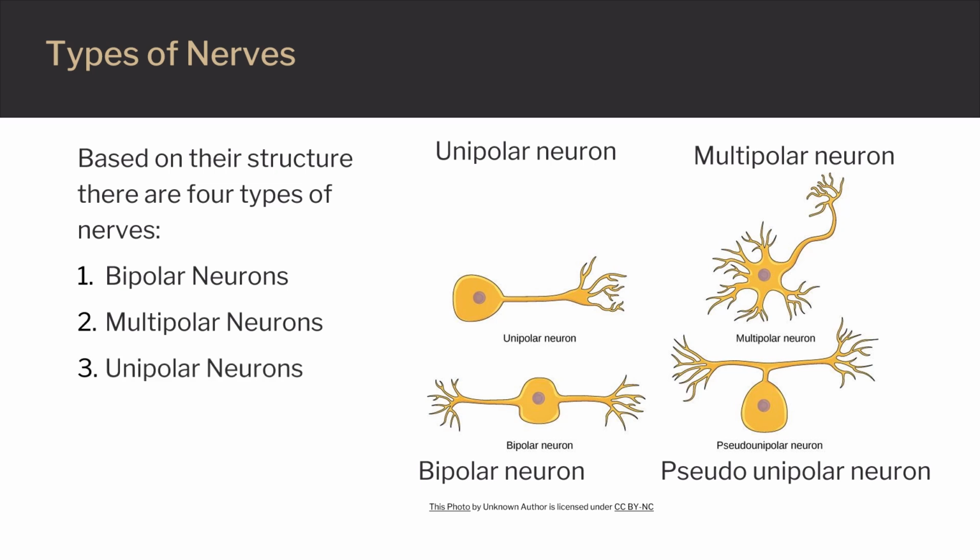3. Unipolar neurons. Here, the cell body is at one end of a single unbranched axon, and there are no dendrites. These can be found in the cochlear nucleus of the brain. 4. Pseudo-unipolar neurons. They have 1 axon, which is divided into 2 branches by the presence of the cell body. Sensory neurons are all pseudo-unipolar.